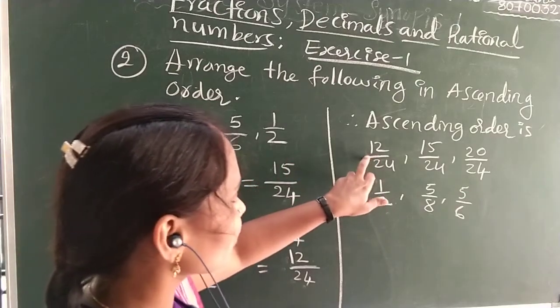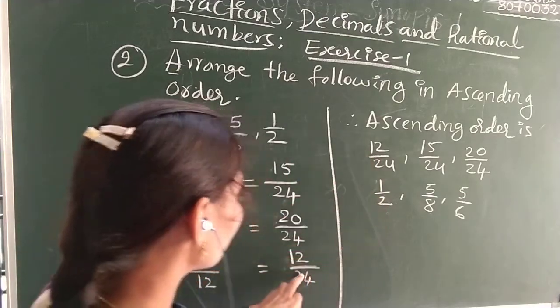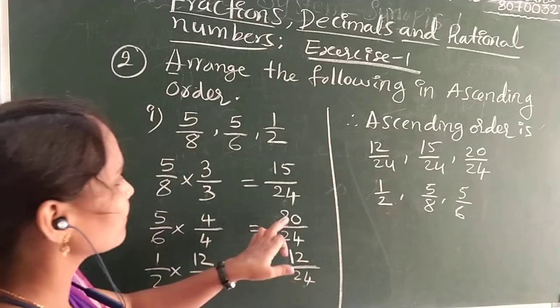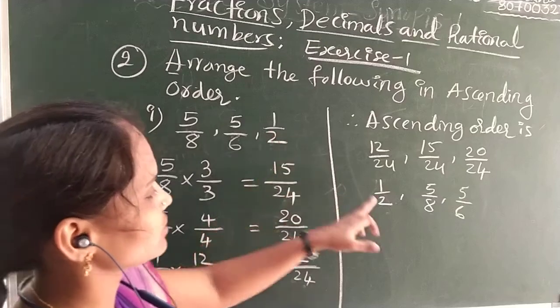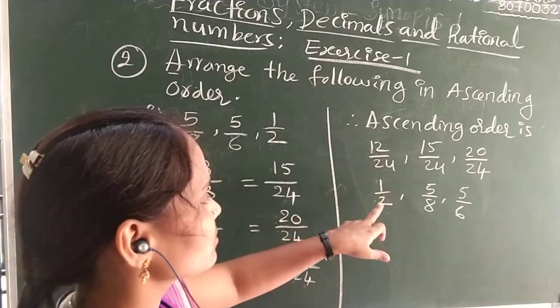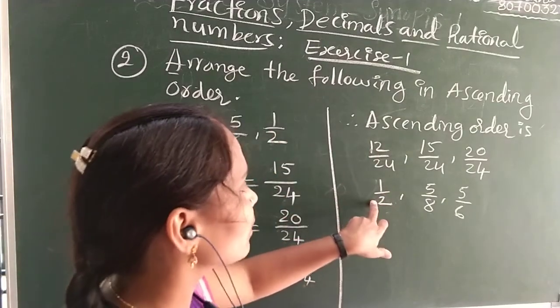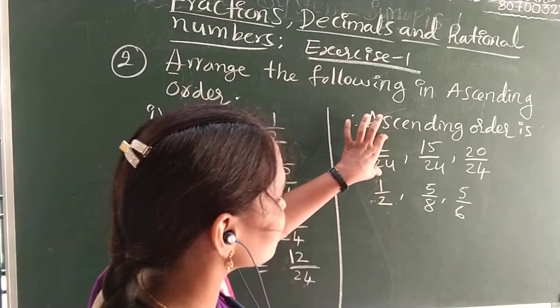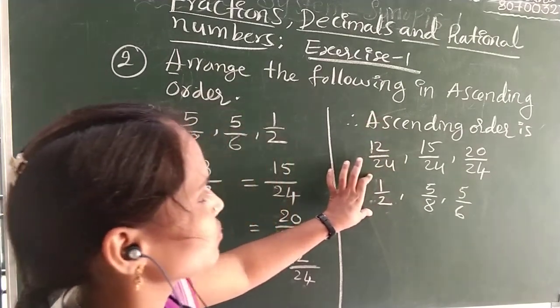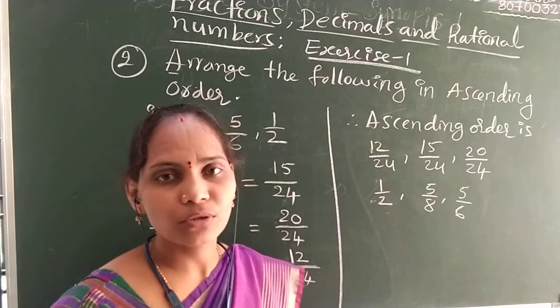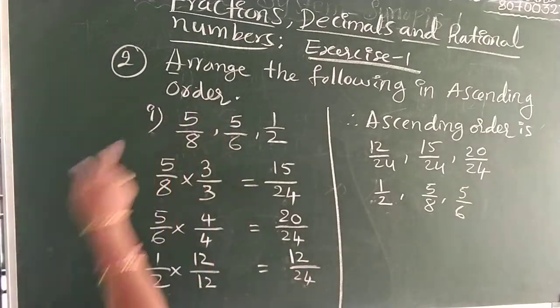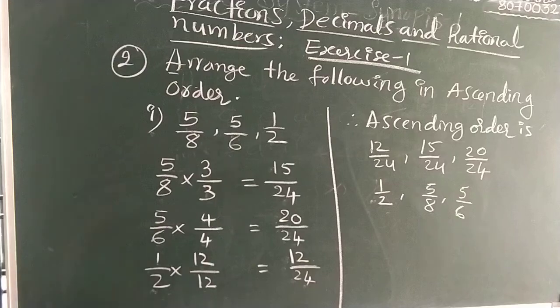After this, you must mention the corresponding fractions also. Why? Because we are talking about these fractions, and these are the equivalent fractions of them. So do not conclude only with this; you can write this also. I hope you understood. Next I am going to the second part. This is the first part completed. Second bit.